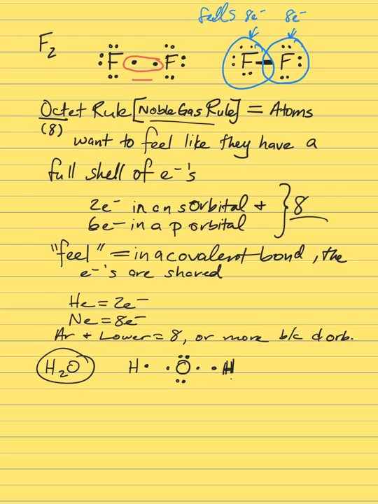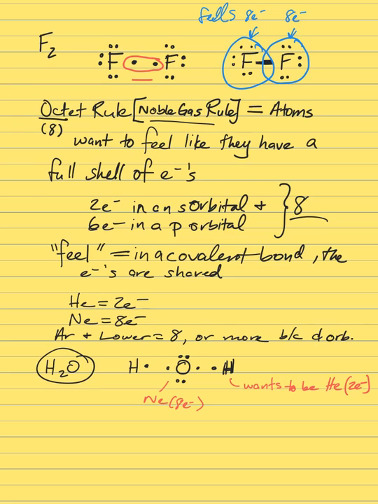Hydrogen's nearest noble gas is helium. So we could say hydrogen wants to be helium, and oxygen's nearest noble gas is neon. So helium only has 2 electrons in its full shell. Neon has 8 electrons. So we're going to want to share electrons here so that both hydrogens feel like they have 2 electrons, and the oxygen feels like it has 8 electrons.